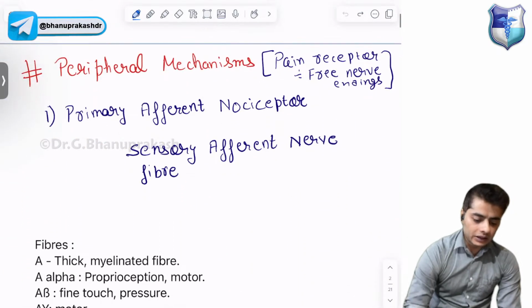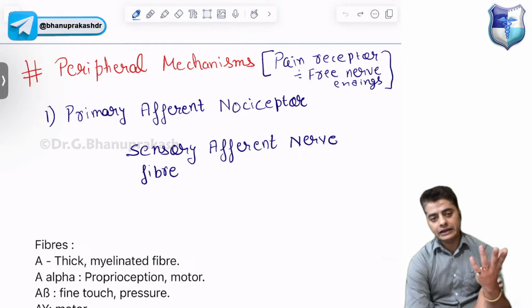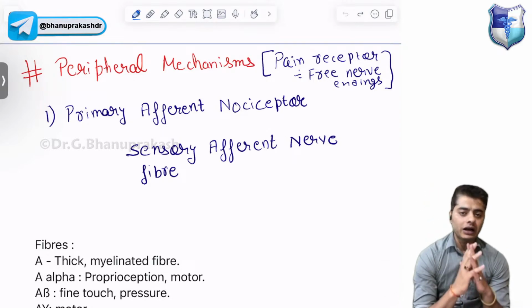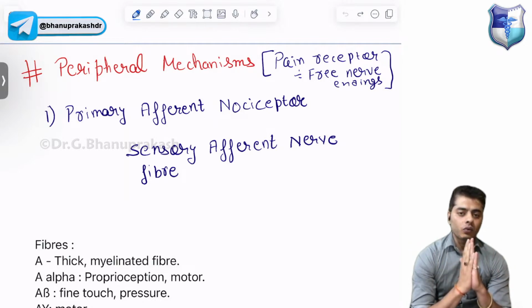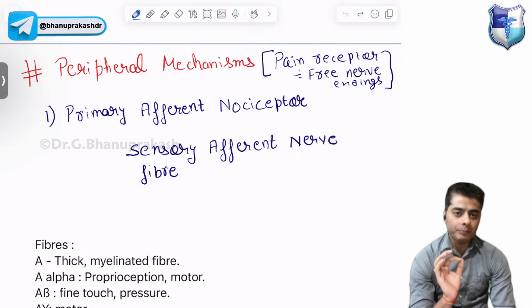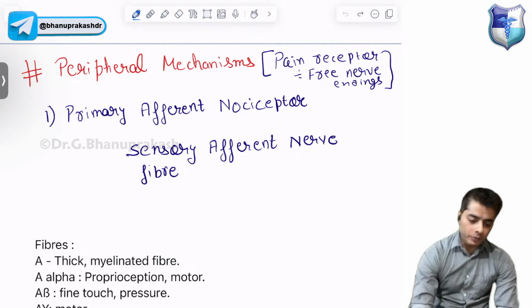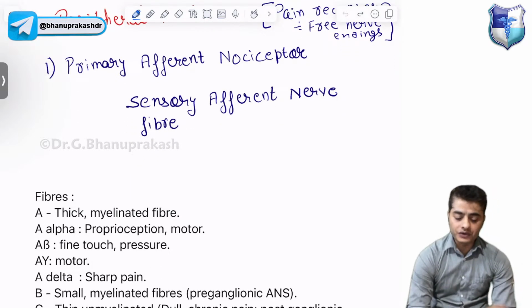When we go further, there are two different types of mechanism associated with pain. One is the peripheral mechanism and the other is the central mechanism. Before starting with pain, we should know what the pain receptors are. My friend, free nerve endings are the pain receptors. These are the first things which are stimulated by any kind of pain. So, in the peripheral mechanism, we will start with the peripheral afferent nociceptor, which is our sensory afferent nerve fiber.